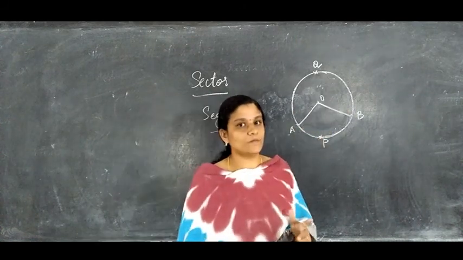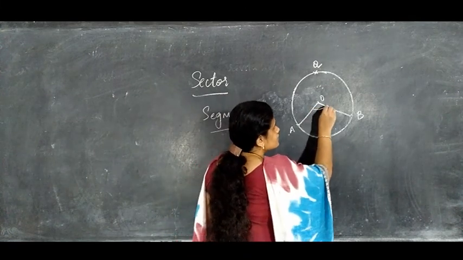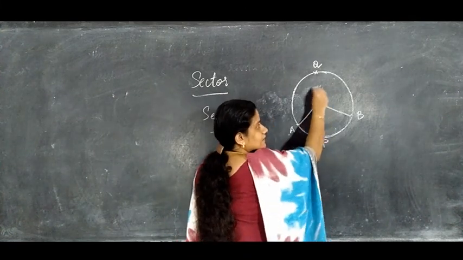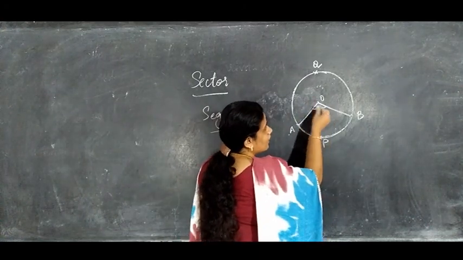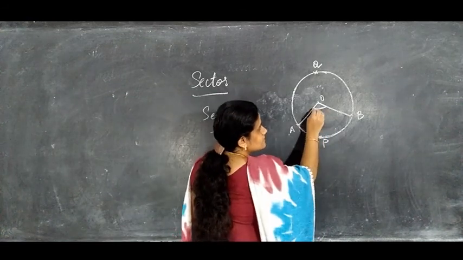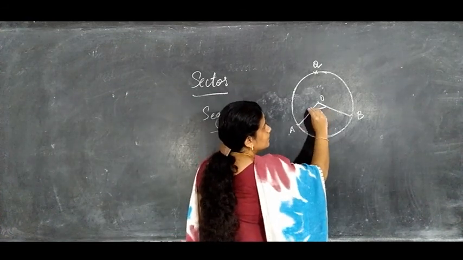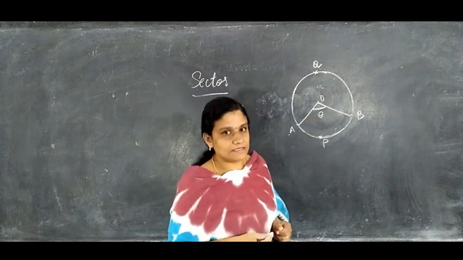Also, one more point. In a sector, here it makes an angle. The total angle is 360 degrees. And here it makes an angle, we will denote it as theta. Now, here this is theta. Then what will be this angle? It is 360 minus theta. Is it clear?